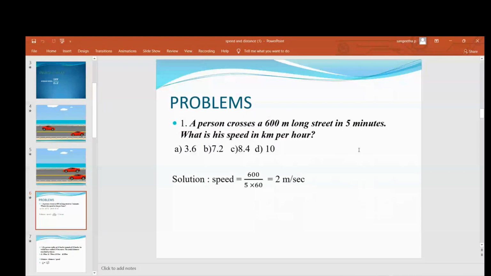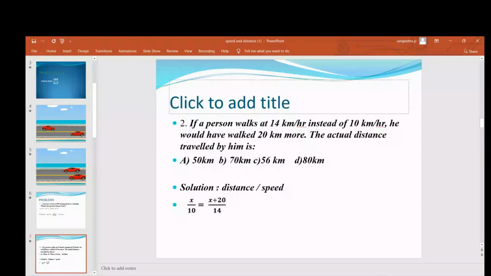But they are asking for the speed in kilometer per hour, so you have to convert this. What is the conversion, ma'am? Converting meter per second to kilometer per hour, multiply the answer with, already I told you, right? Multiply with 5 by 18 or 18 by 5? I got the answer in meter per second, but they are asking in kilometer per hour. What do you have to do? Multiply the answer with 18 by 5.